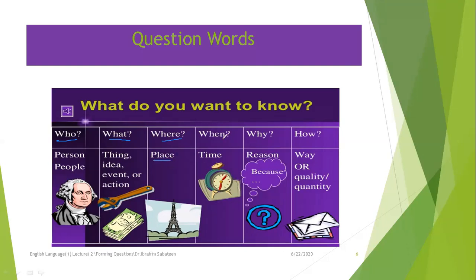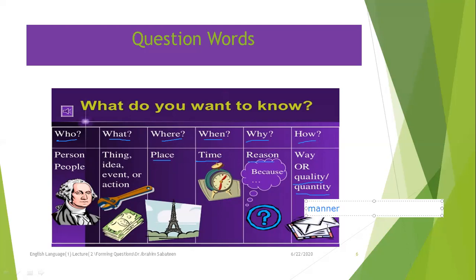We have when, to ask about time. We have why, to ask about the reason. We have how, to ask about the quality. If it comes with how many or how much, it becomes about the quantity. And what else do we use how for? If you remember, we use it for manner.